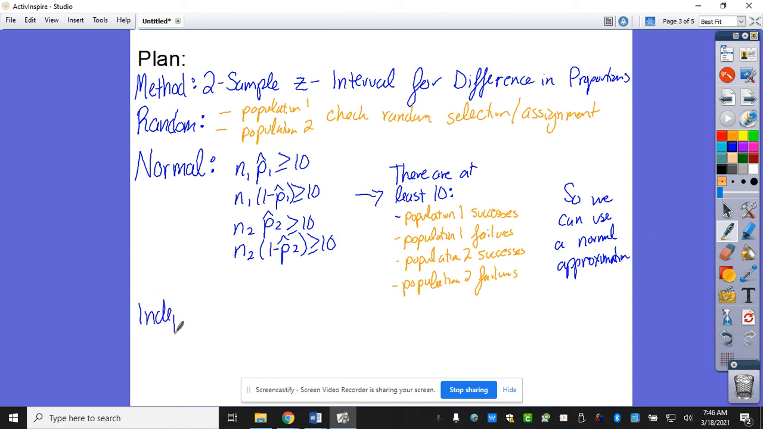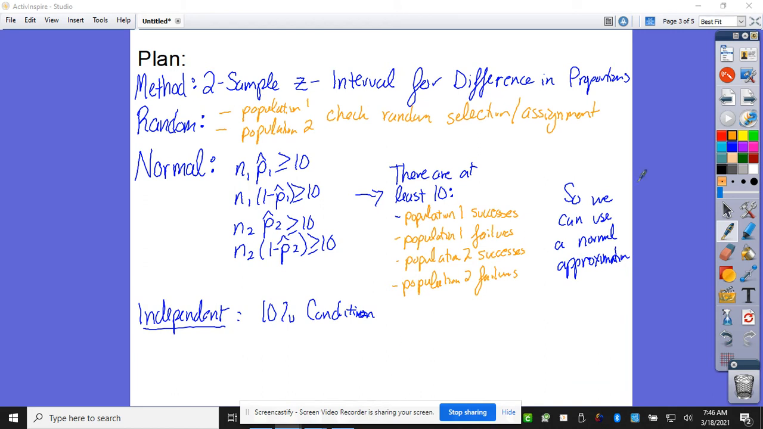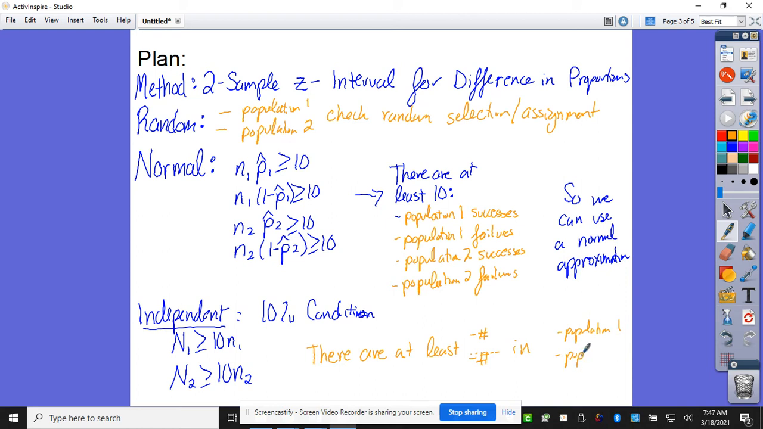And then independent, which is still the 10% condition. And we have to check this for both. So you're going to have capital N1 is greater than or equal to 10 times lowercase n1, and you're going to have capital N2 is greater than or equal to 10 times n2. And writing out there are at least whatever. And then these are going to have different numbers. There's going to be 2 different ones. And we're always writing population here, not success, just a reminder.